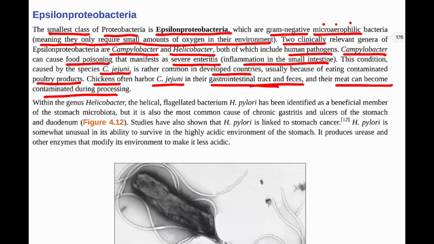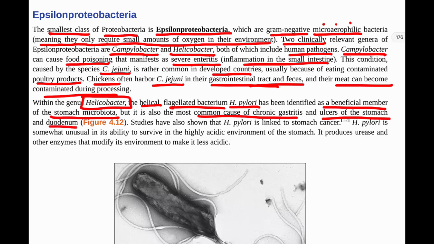Within the genus Helicobacter, we have our helical, as the name implies, flagellated bacterium. So H. pylori is a very common and well-known one. Identified as a beneficial member of the stomach microbiota, but is also the most common cause of chronic gastritis, so inflammation of the stomach, causing gastrointestinal pain, and ulcers of the stomach and the duodenum. So this Helicobacter pylori is what we've seen as responsible for ulcers. Studies have also shown that H. pylori is linked to stomach cancer.